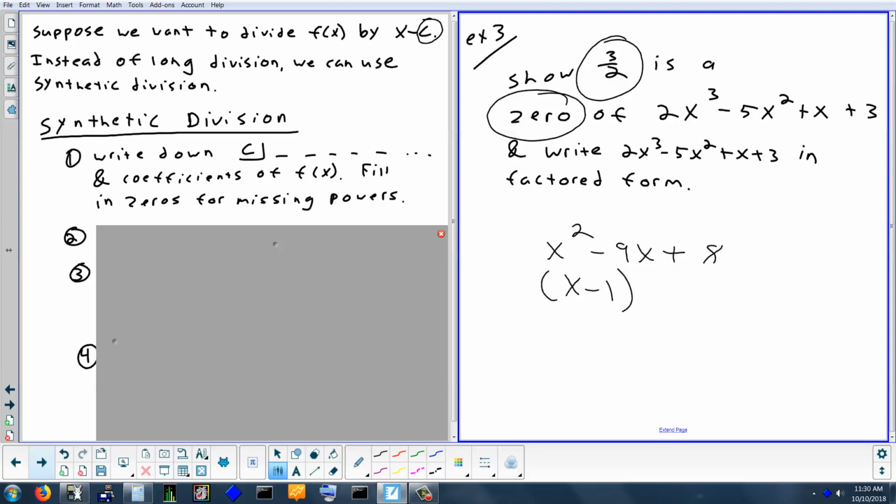Now, the other root was 8. So if I tell you 8 is a root, then what else is a factor? Yep. X minus 8. So it's always x minus the root. So now in this problem, I'm telling you 3/2 is a root. So what would be a factor if 3/2 is a root?